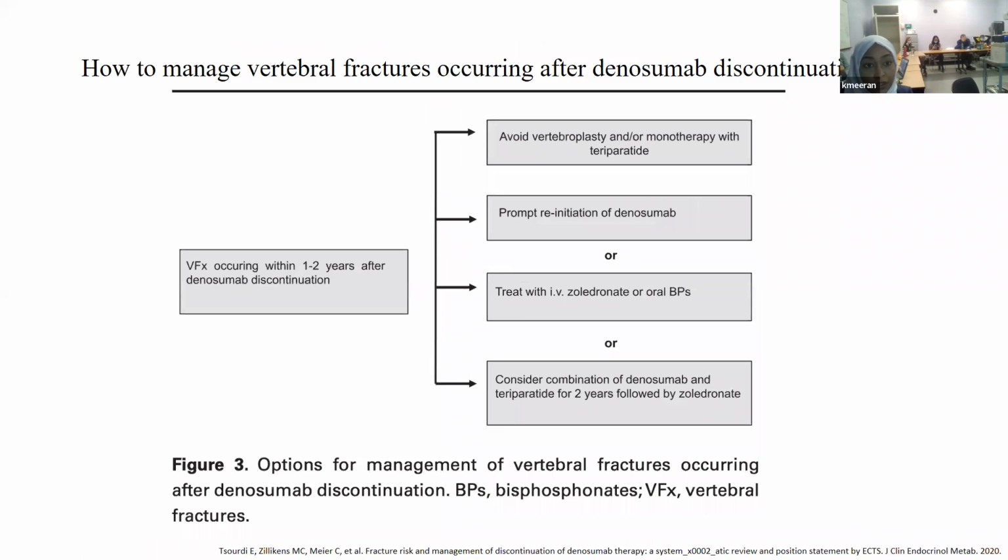The second and last question is what to do in case of vertebral fractures occurring after denosumab. If the vertebral fractures occur within the first or second year after denosumab discontinuation, we have to avoid vertebroplasty or monotherapy with teriparatide, which is another osteoanabolic treatment. We can reinitiate denosumab again, or we can treat the patients with IV zolendronate or oral bisphosphonate. Or we can consider the combination of denosumab and teriparatide for 2 years, followed by zolendronate.